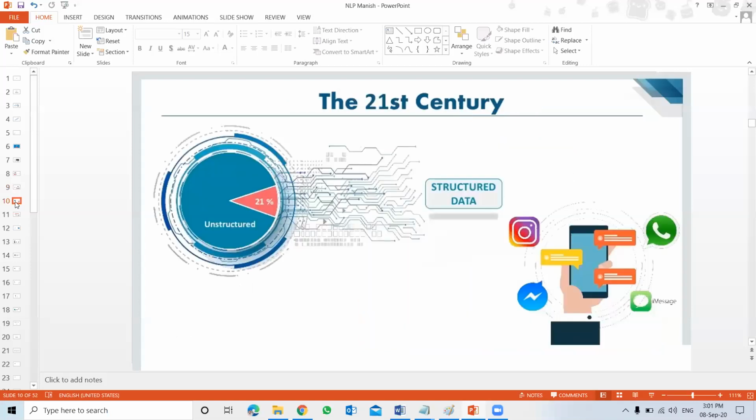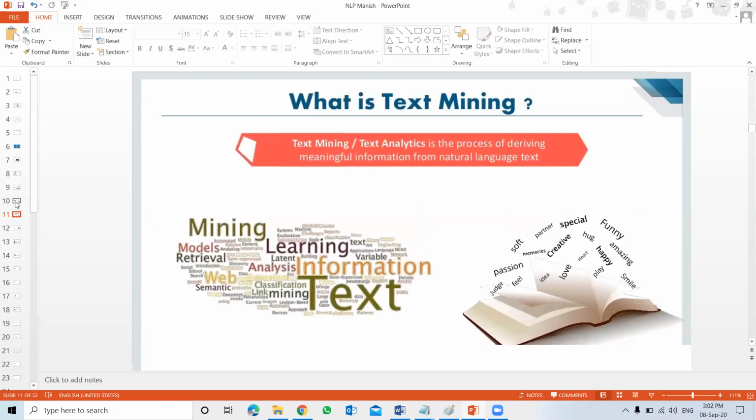Now in the 21st century, we have different types of database. Different types means we have three categories of database: structured, semi-structured, as well as unstructured. So guys, if I have a structured database, we can easily handle it, not an issue. But if we have a semi-structured or unstructured database, how do we handle it? That is the big problem for us. This we can handle with the help of NLP or different tools as well, through which we can observe what my customer is looking for exactly.